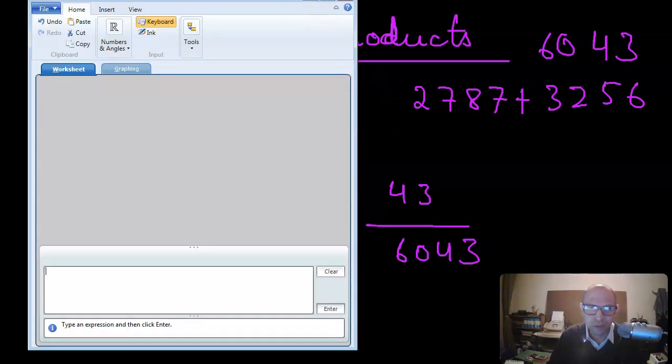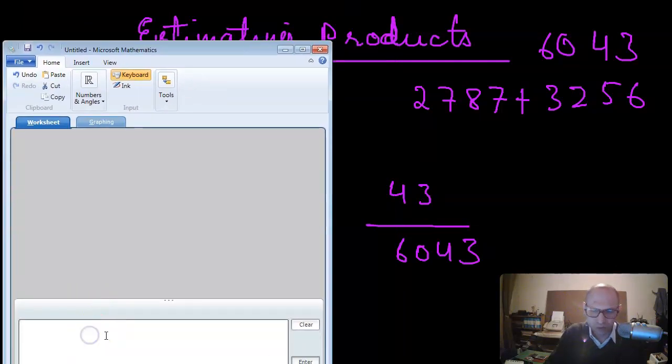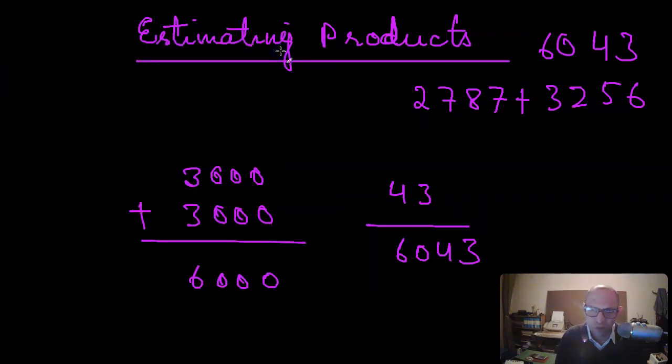If you want to calculate the tolerance, you could say 43 divided by 6043. That's the same as 0.007. That's not even 1%, right? So essentially the tolerance is actually nothing. It's very close to the actual number that you would get if you did the actual calculation, right?